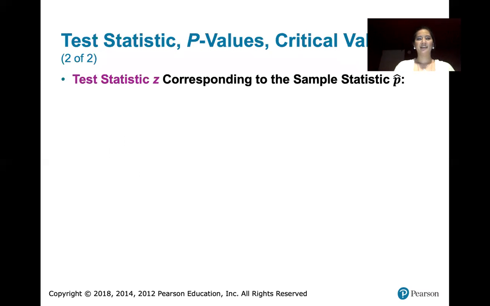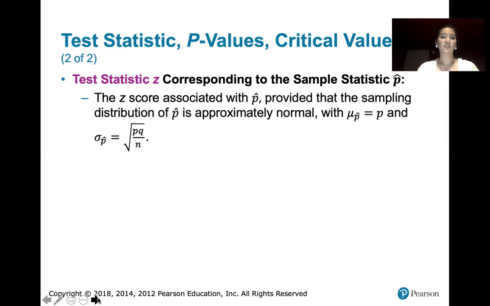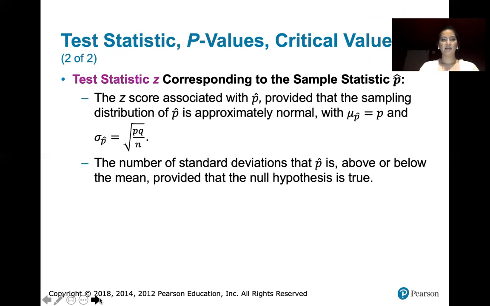Okay. Now, the value of the test statistic, the p-values and the critical values are the same in this video as they were in lesson 8.1. So I'm just going to review those terms with you here. The test statistic will be given by z, and this corresponds to our sample statistic, in this case, a sample proportion, p hat. This is the z-score associated with p hat, provided that the sampling distribution of p hat is approximately normal with this mean and this standard deviation. In other words, it's the number of standard deviations that p hat is above or below the mean, provided that the null hypothesis is true.